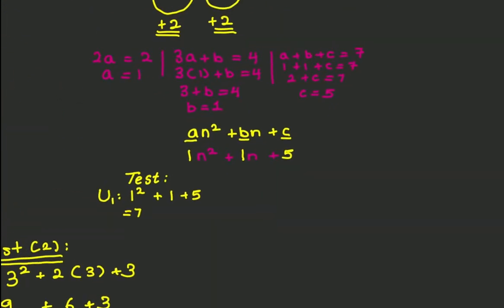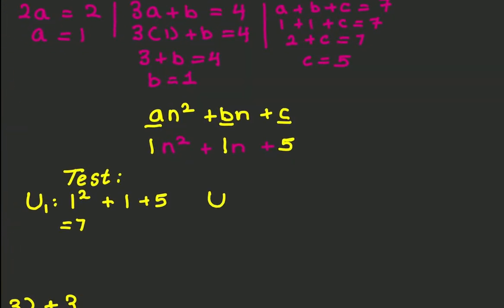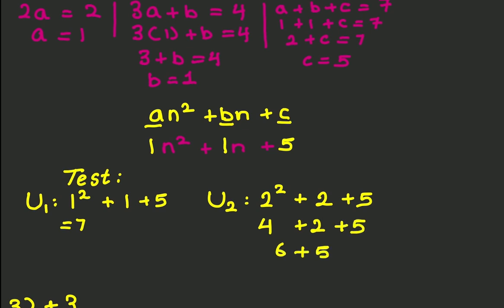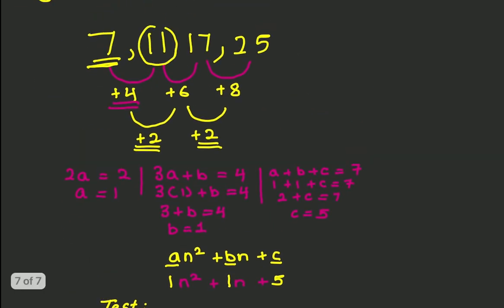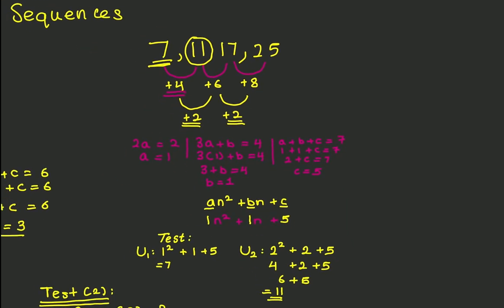Now let's look at a different one. Let's look at the second term. That's 2 squared plus 2 plus 5. So that's 4 plus 2, and plus 5. So that's 6 plus 5, and that is equal to 11. And this is what we're getting, 11. So now we can say that the formula is proven and works accordingly for this particular sequence.